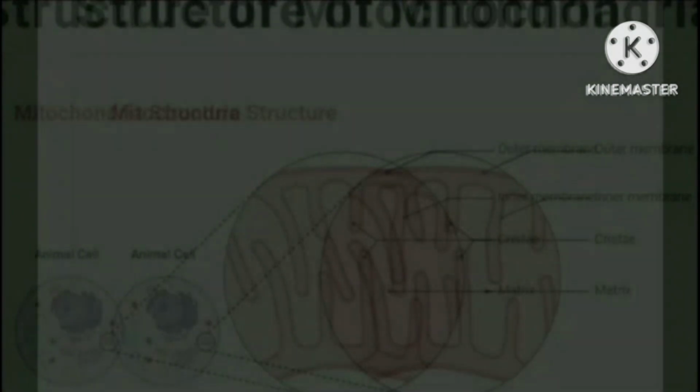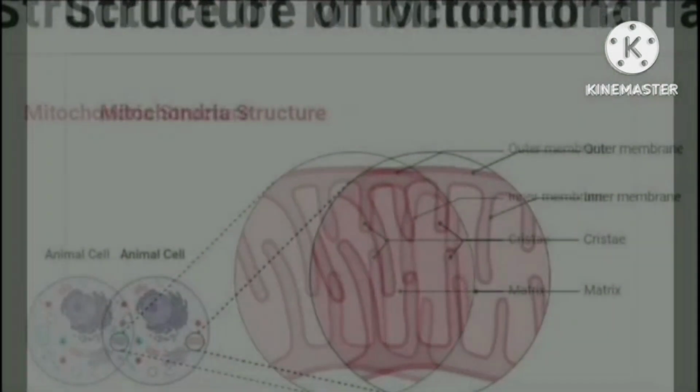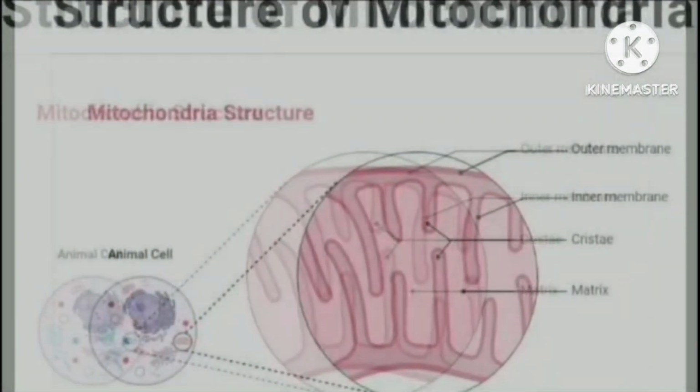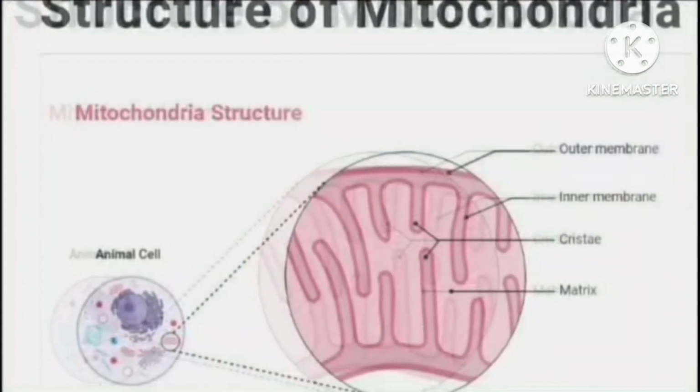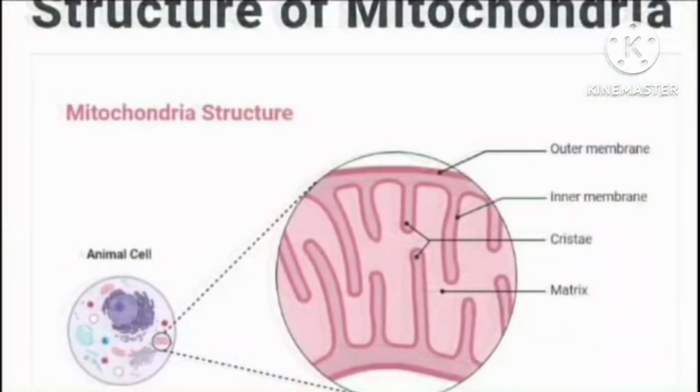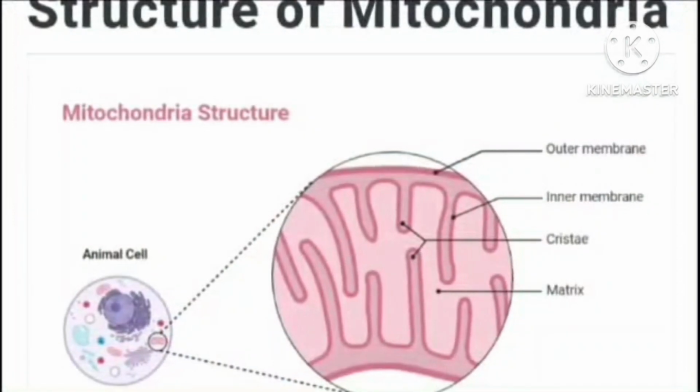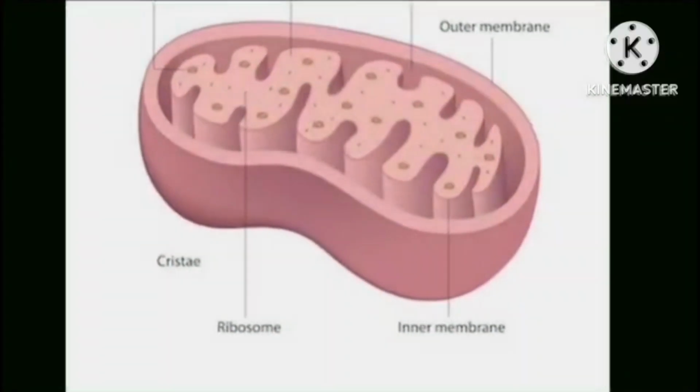The structure comprises an outer membrane, an inner membrane and a gel-like material called the matrix. The outer and inner membranes are made up of protein and phospholipid. These two layers are separated by the intermembrane space. The folds of the inner membrane, called the cristae, increase the surface area of the membrane, therefore increasing the space available for chemical reactions.